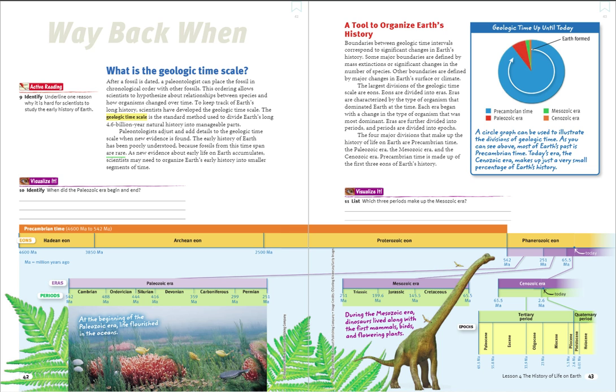A circle graph can be used to illustrate the division of the geologic time. As you can see above, most of Earth's past is Precambrian time. Today's era, the Cenozoic era, makes up just a very small percentage of Earth's history. That's it. By the end of that part, dear students, we reach the end of the part. In the next part, we're going to talk about the rest of the lesson. See you next time, inshallah.